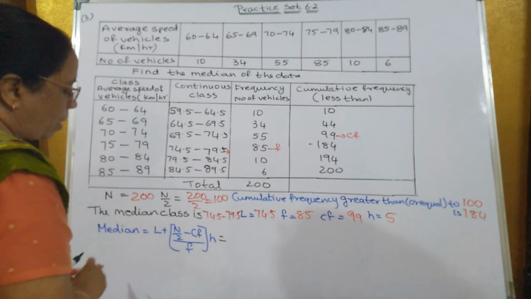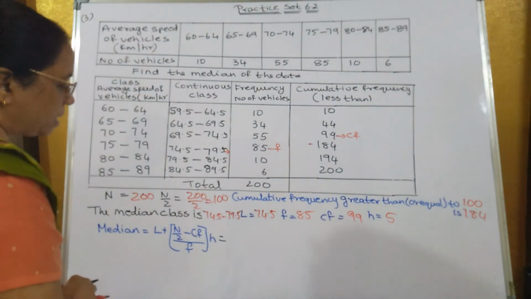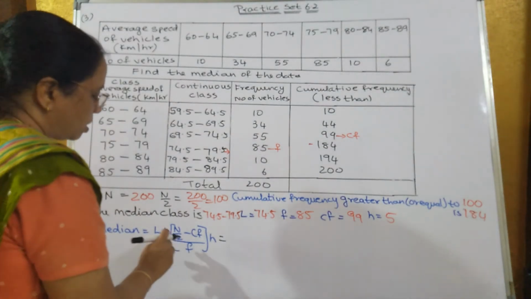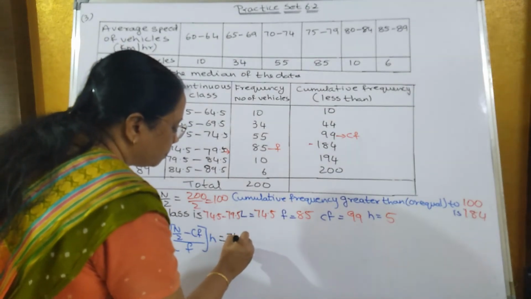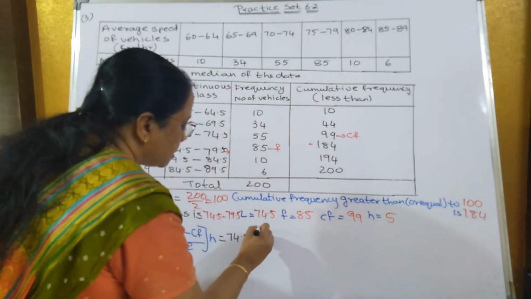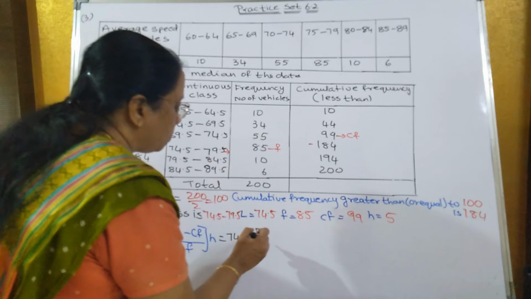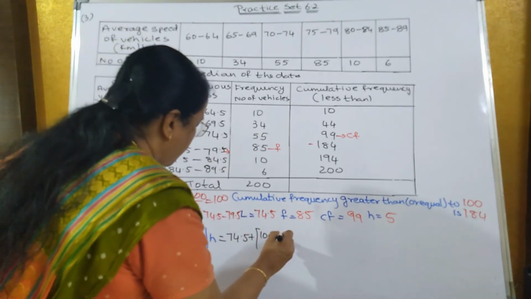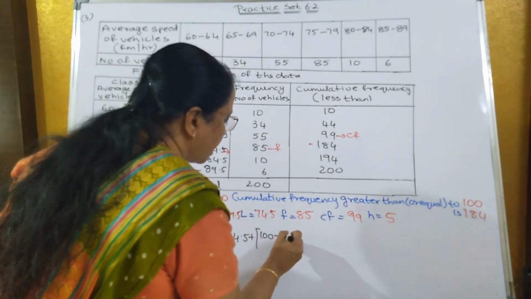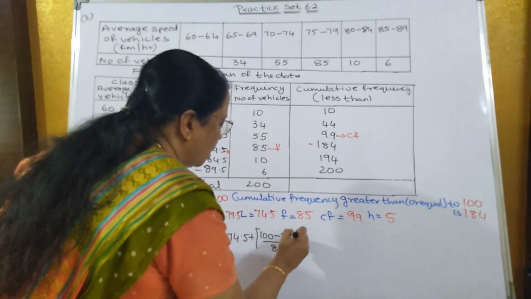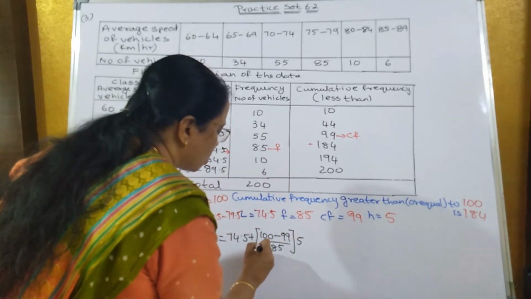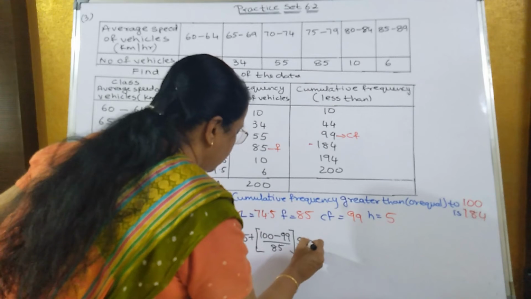So median is equal to L plus n upon 2 minus CF upon F into H. So L is how much? 74.5 plus n upon 2 is how much? 100 minus CF is how much? 99 upon F is how much? 85 into 5. H is equal to how much? 5.